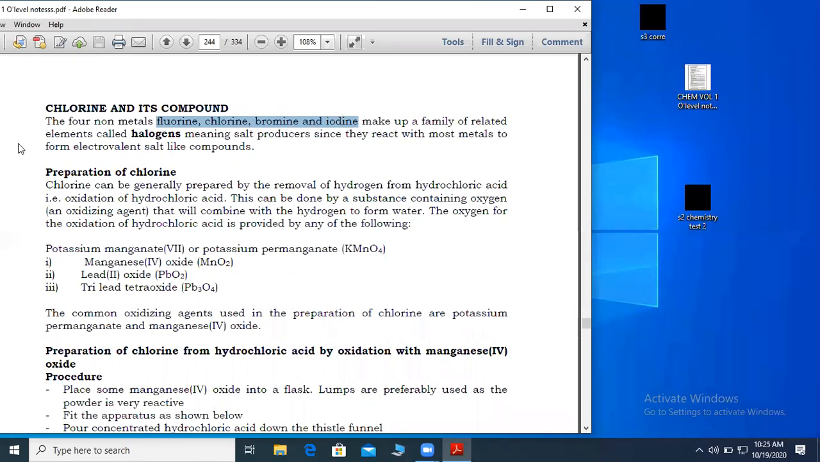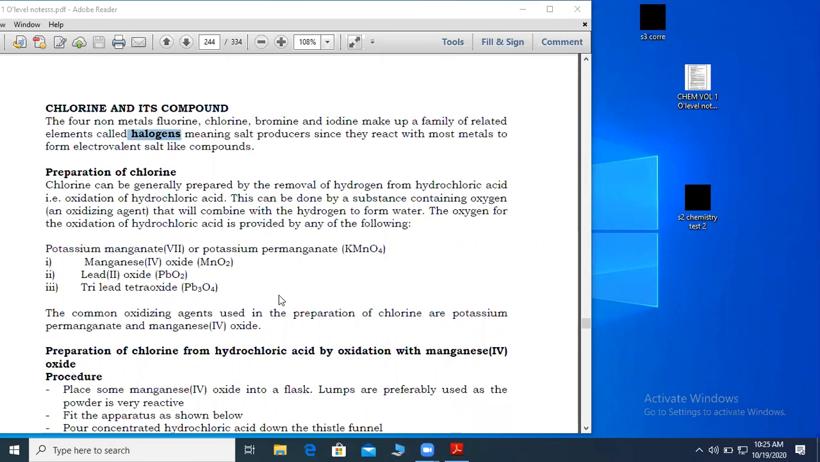So the elements include fluorine, bromine, iodine, and chlorine. They make up a family of related elements. The chemical family to which these elements belong, the group 7 elements, is called halogens. So halogens are group 7 elements. And the word halogen means salt producers.